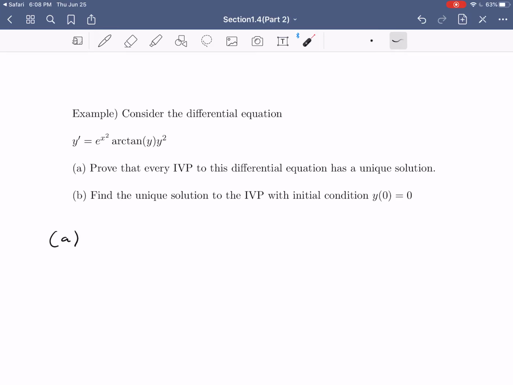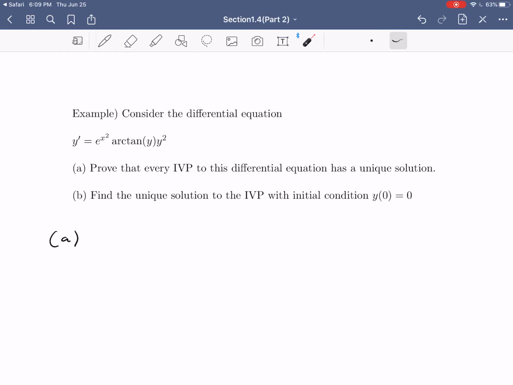We've got a couple different ways of proving that every IVP has a unique solution. Those are the existence and uniqueness theorems. Remember, we've got an existence and uniqueness theorem for linear differential equations. This guy, definitely not linear. You've got arctan of y, you've got y squared. Those are functions of the dependent variable, definitely not linear.